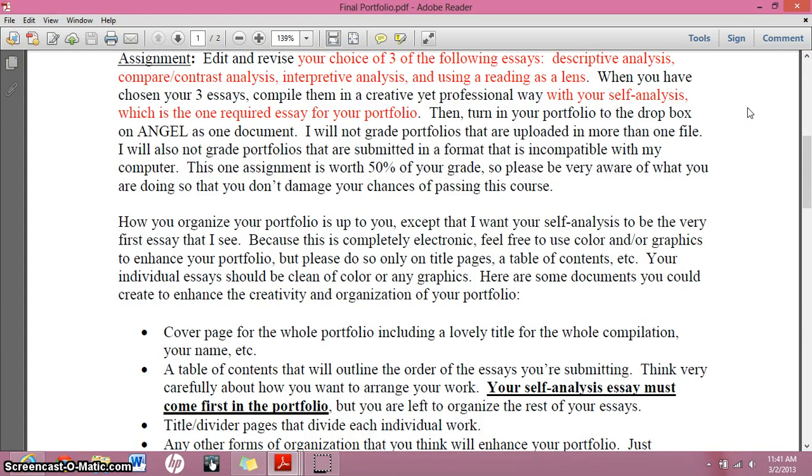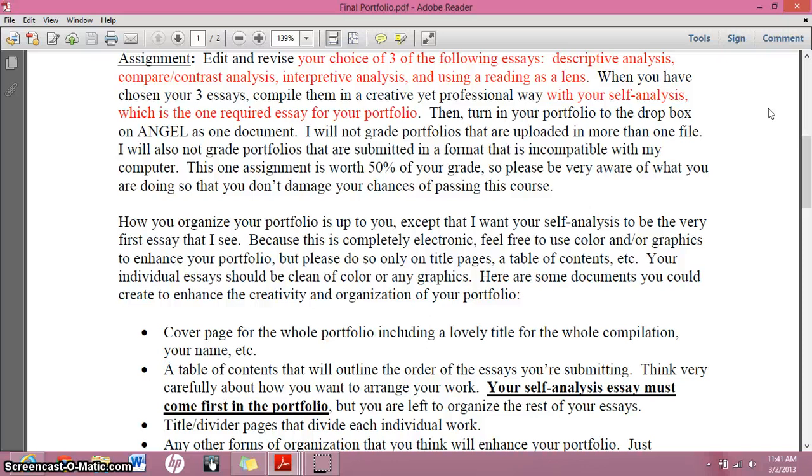Okay, so for this assignment, you need to choose 3 of the following essays. These are the 4 that you've worked on: your descriptive analysis, your compare and contrast analysis, your interpretive analysis, and the using your reading as a lens analysis. So you only have to pick 3 of those. So you can leave one out. How you pick them is completely up to you. Think about how much work is going to go into each one, and yet which one's already at a really good starting point. Things like that. So it's totally your choice.